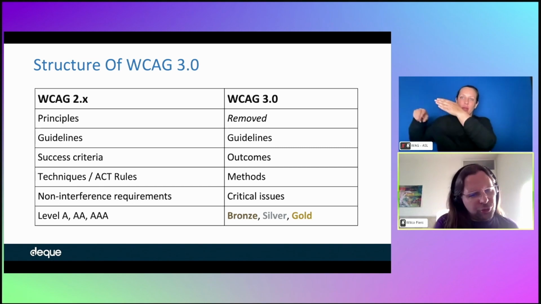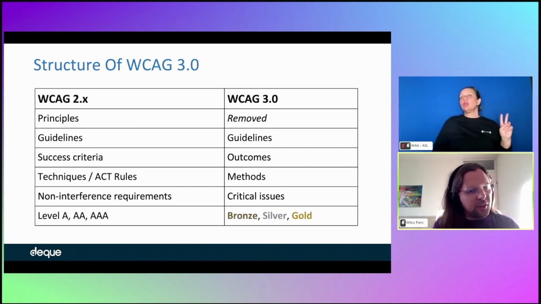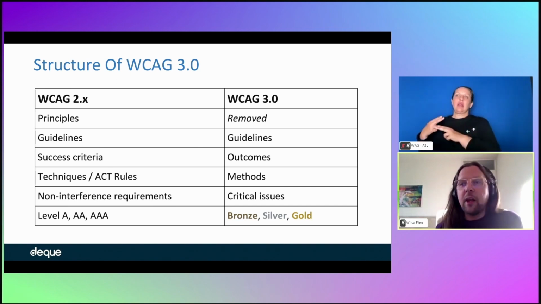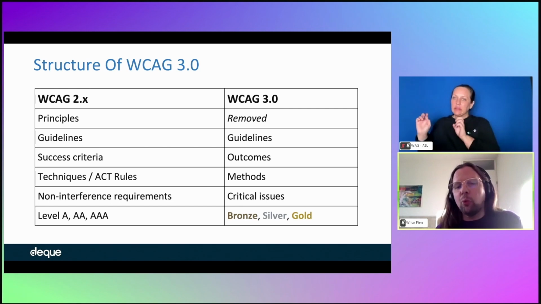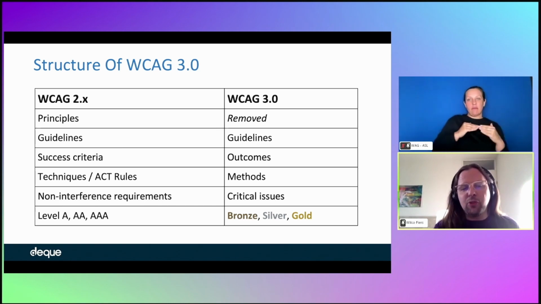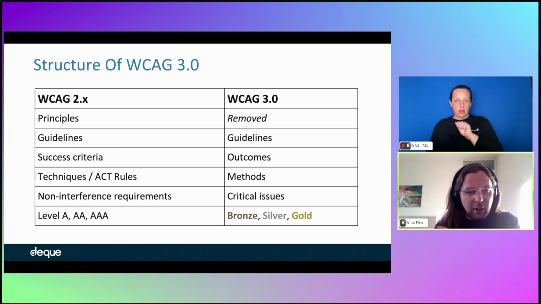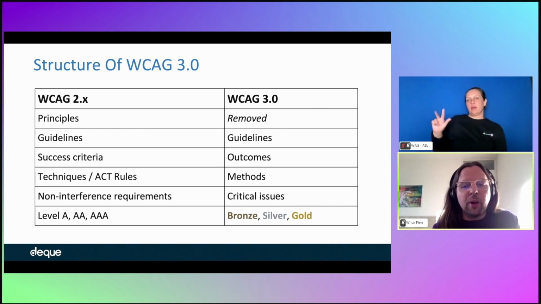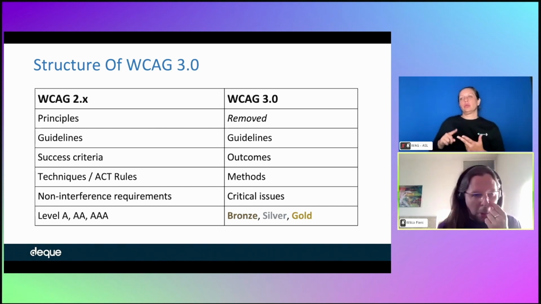The WCAG 2 success criteria that are the non-interference requirements have been renamed to critical issues, and there's likely going to be a good deal more of them in WCAG 3. And then the levels have been renamed as opposed to A, AA, AAA. WCAG 3's levels are called bronze, silver, and gold.